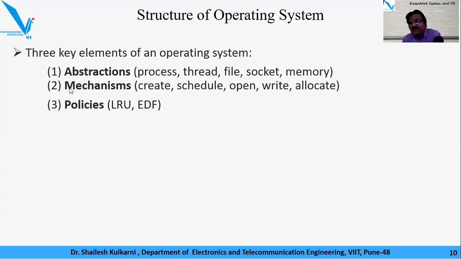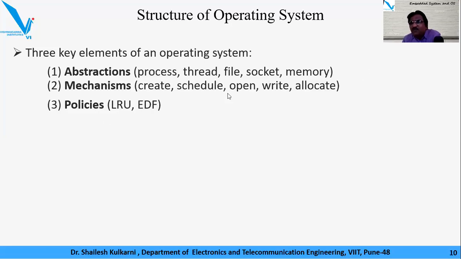And if you look at the mechanisms, the way in which these abstraction layer services are going to be provided is based on the mechanism which makes use of these particular processes. For example, create. These are the functions: create, schedule, open, write, allocate. So these are the mechanisms by virtue of which this abstraction layer would be provided.